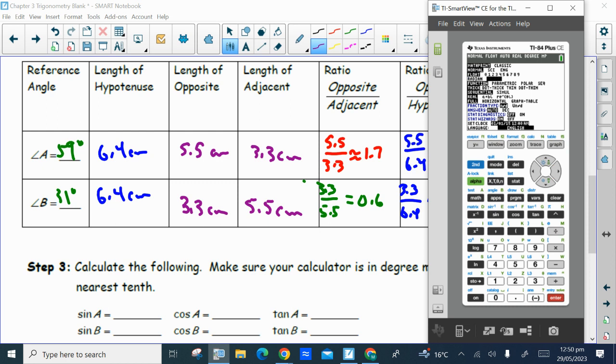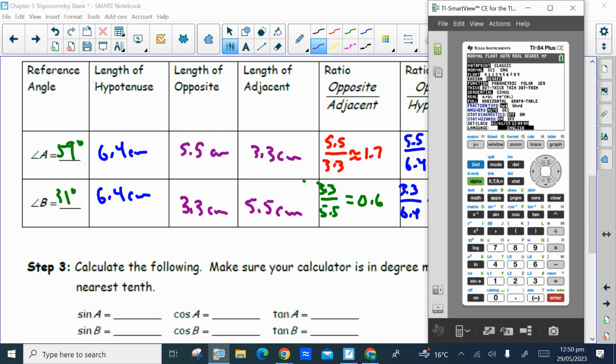Other calculators will have a mode key somewhere, but you need to be in degree mode. On some calculators, you will see a button that says D, R, and G. And every time you press it, the mode will change. You need to be in degree mode.